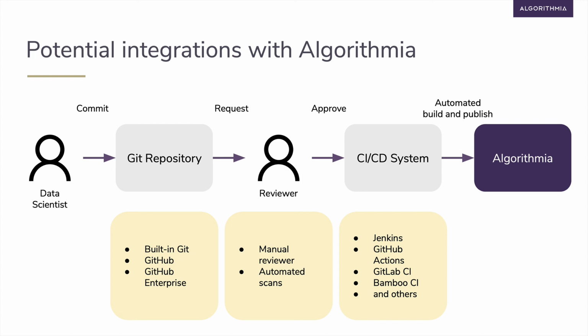For the reviewer step, here we had a manual reviewer. You could also have automated scans for certain metadata or security scans that need to happen along the way. And third, we showed the CI/CD system. We were using GitHub Actions. You can also use things like Jenkins, GitLab CI, Bamboo CI. We have a lot of recipes for these kinds of systems. But ultimately, we want to fit in the right pieces that you're already using on your side, but help you streamline that together in a reusable deployment pipeline that everyone's following as they move models to production.